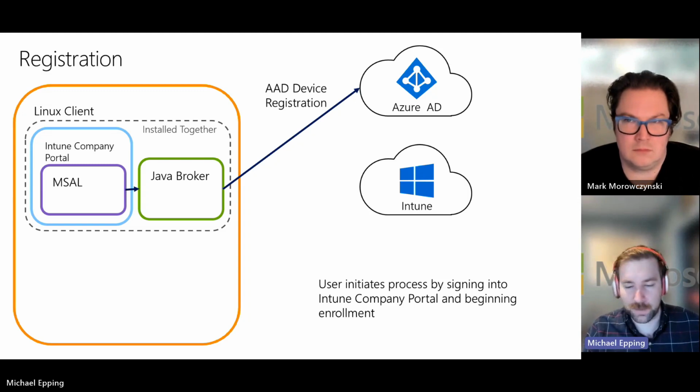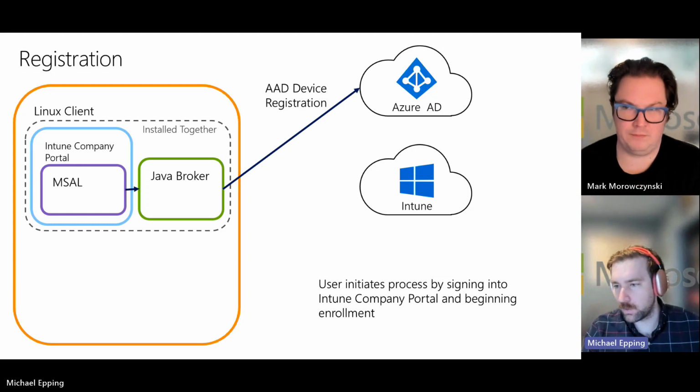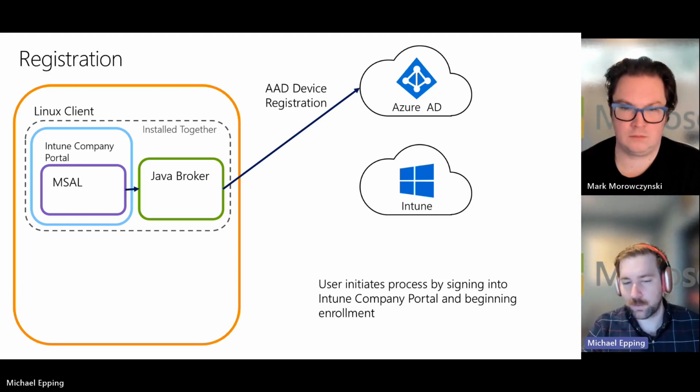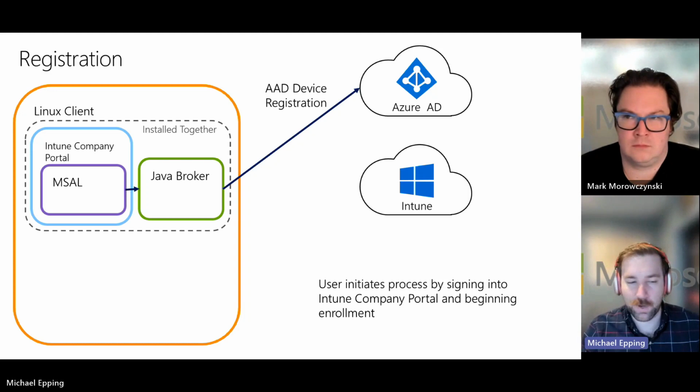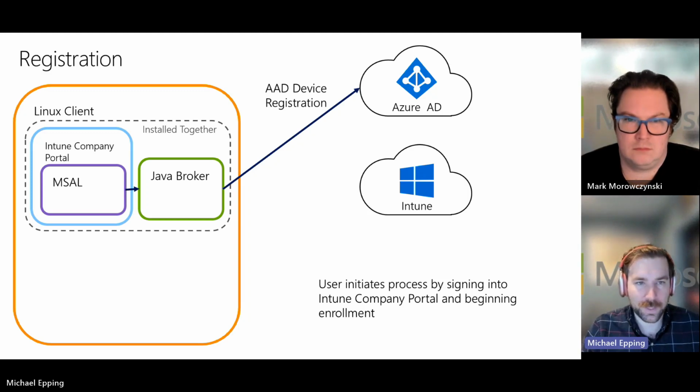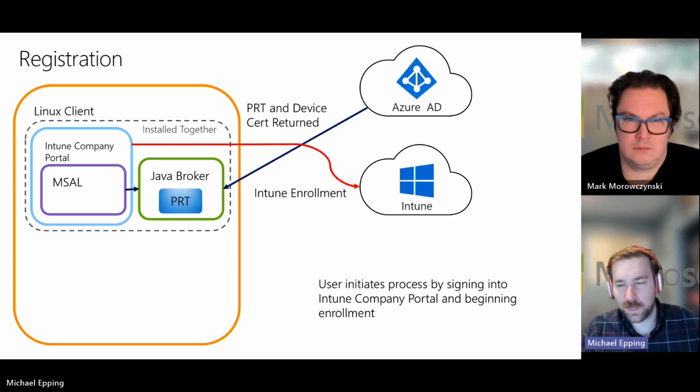When the user wants to enroll their device or register their device with Azure AD and Intune, they click a button in the Intune Company Portal that says Enroll Device, and this invokes MSAL, which then talks to the Java broker. The Java broker reaches out to Azure AD. We have the user do MFA, username, password, passwordless sign-in, whatever they want to use to authenticate to Azure AD, and then the Java broker will register the device against Azure AD. Azure AD then returns their PRT as well as a device certificate. And then the Intune Company Portal uses tokens gained with that PRT to reach out to Intune and do the Intune enrollment.